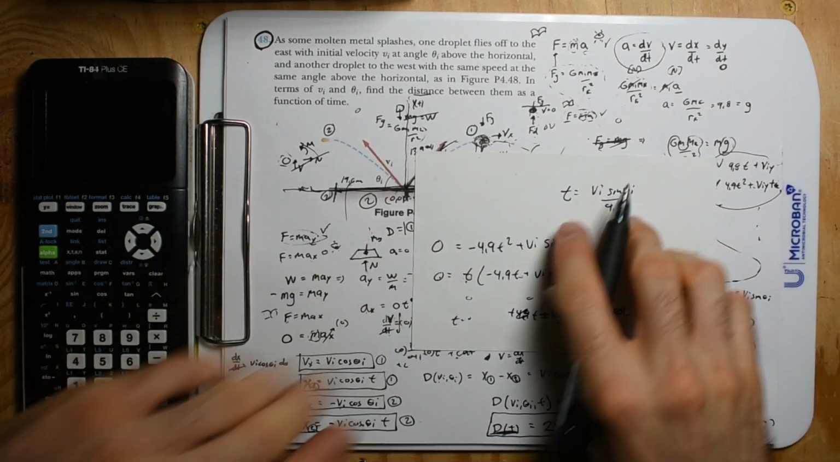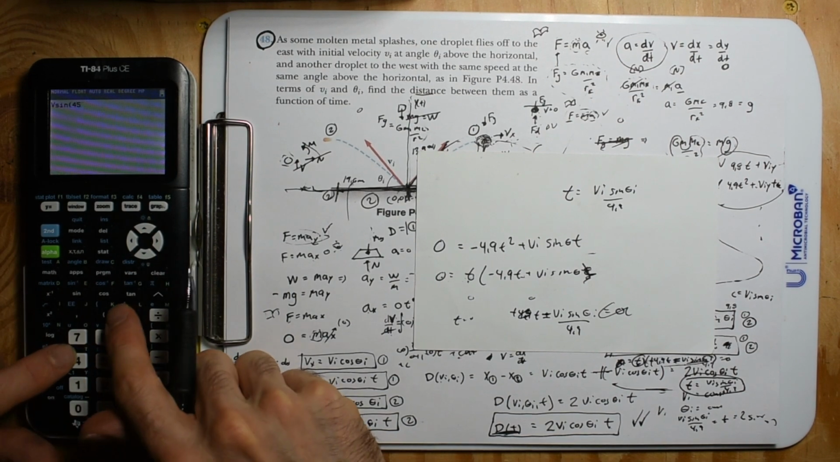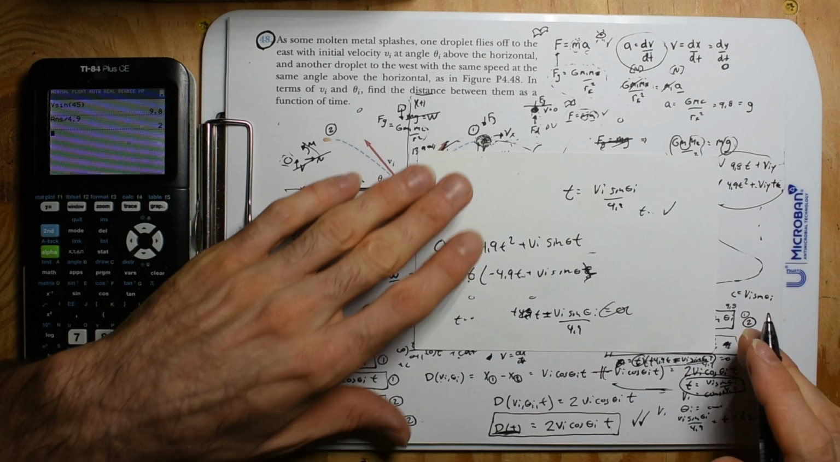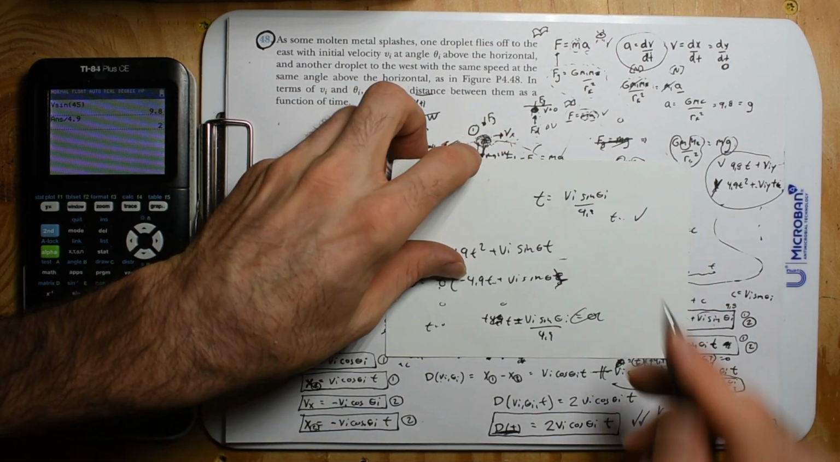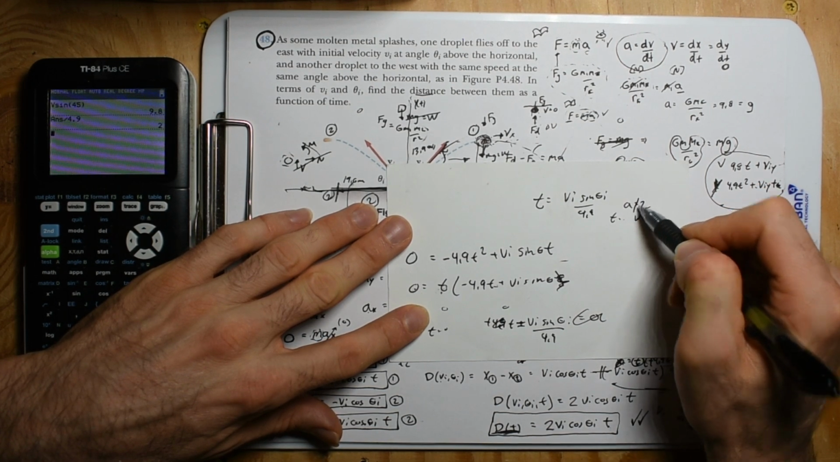And this is a limit, and I did it in my calculator: alpha v sine 45 divided by 4.9, that is our 2 seconds, so we got a check there. And then we know that this 4.9 is acceleration divided by 2.